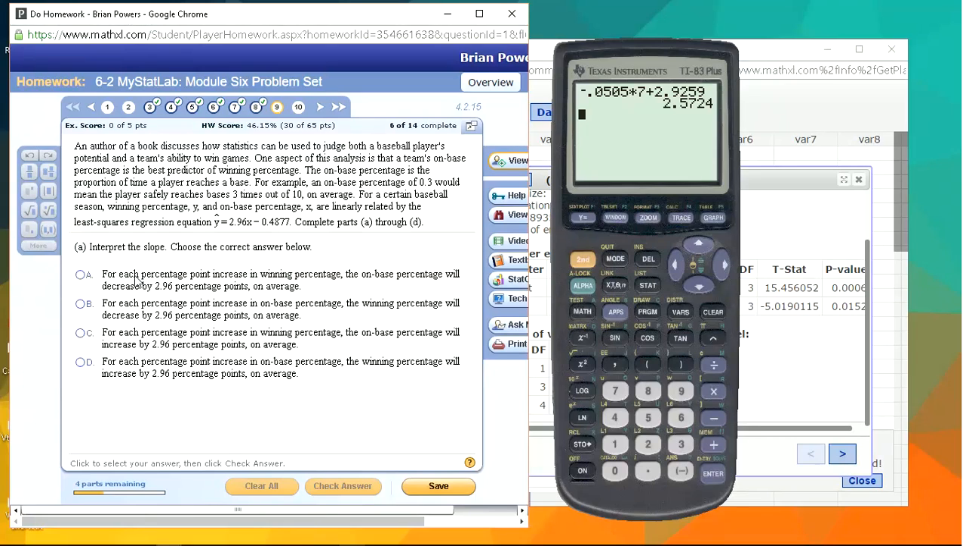Okay, so the slope is for each percentage point increase for the X, which is on-base percentage. For each percentage point increase in on-base percentage, the winning percentage will, this is a positive slope, so it would increase by 2.96. So D is the only one that says what we need. In a 1 percentage point increase for on-base, the winning percentage will increase by this 2.96.